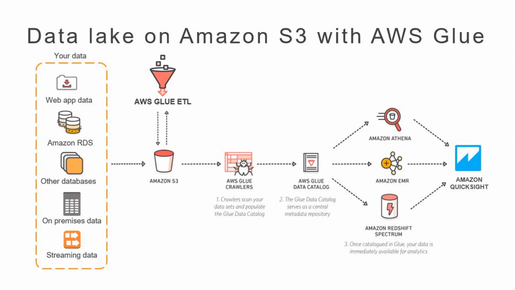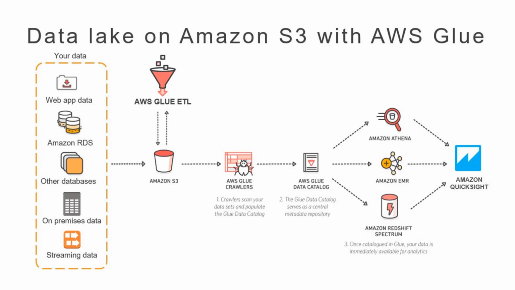From the Glue catalog, we can then move towards our end goal, which is creating visualizations using Amazon QuickSight. But in between, there are a few options. One of them is Amazon Athena, the other is Amazon EMR, and Amazon Redshift Spectrum. Once cataloged in AWS Glue, the data is immediately available for analytics. Among these three options, you can then proceed towards Amazon QuickSight, a powerful, robust tool that allows you to create charts, take a look at your data, create stories, publish your dashboards, and so on.